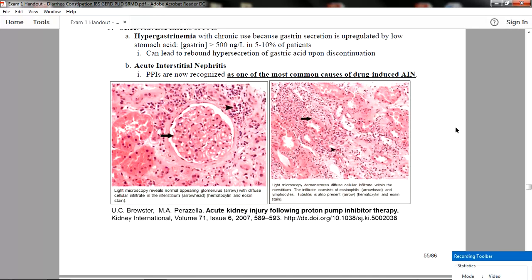Now, just to temper the concern a little bit, acute interstitial nephritis is not one of the most common types of kidney injury. But if you do have it, it's quite common for that to be caused by a proton pump inhibitor. Okay, and you could read the diagrams or the images here, the histology. It's really hard to see some of what the arrows are pointing to, so I'm not going to hold you responsible for any of that.